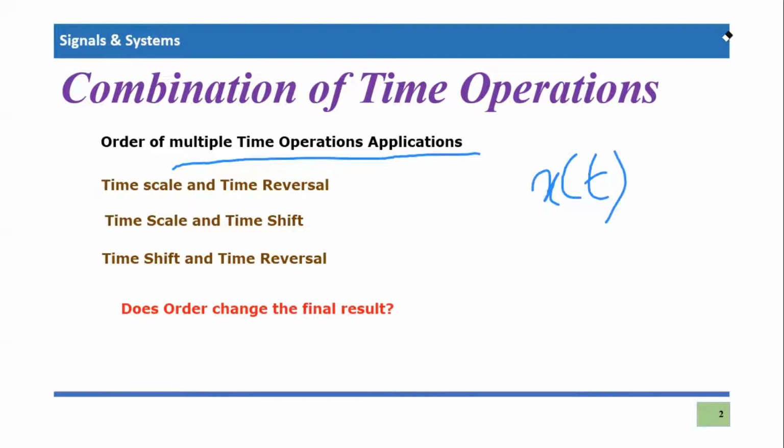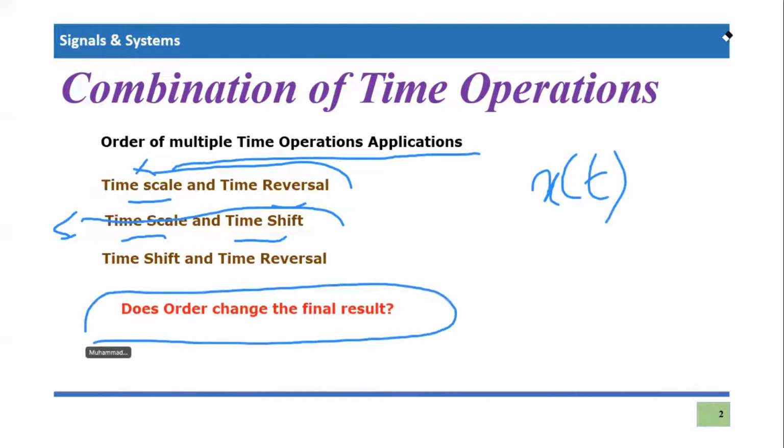For example, one can choose time scale first and then time reversal, or one can use the reverse order as well, or one can choose time scale first and then time shift, or the reverse order. So does this order actually affect the final result, or will the result remain the same irrespective of the order of the multiple operations? This is the key question that we are going to answer today.